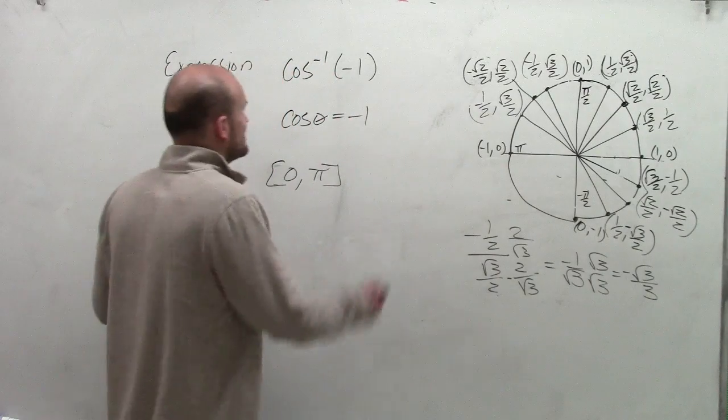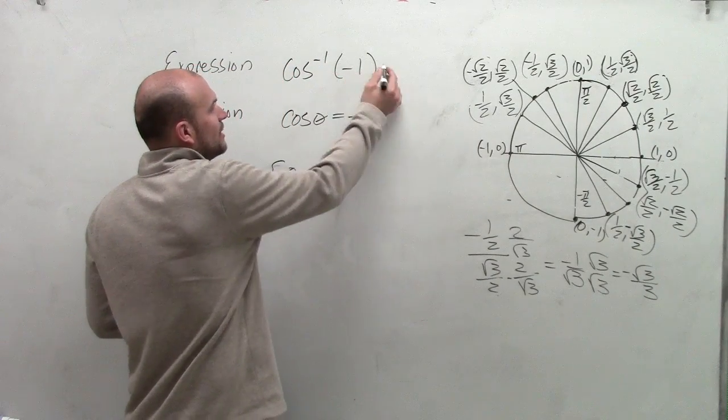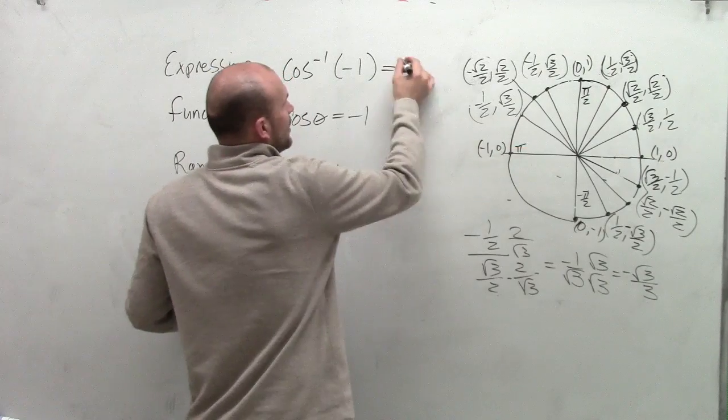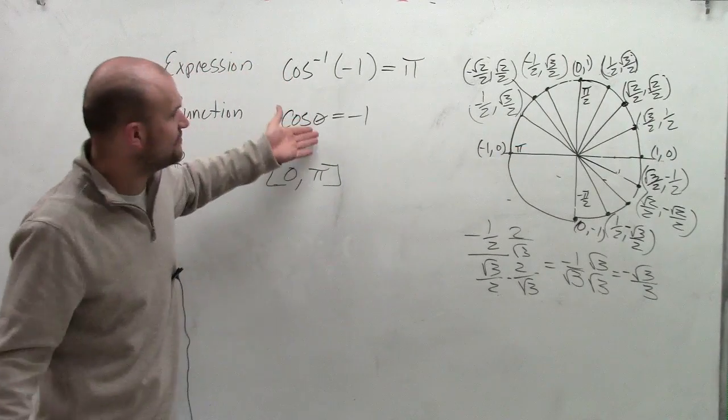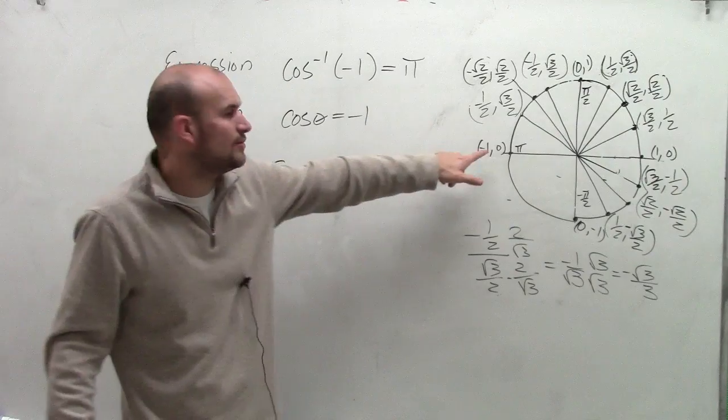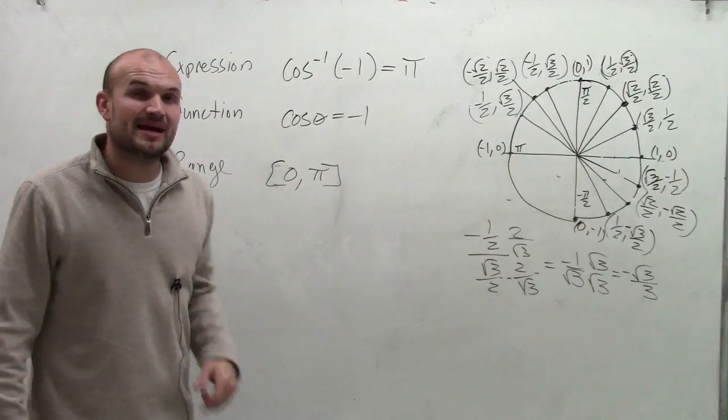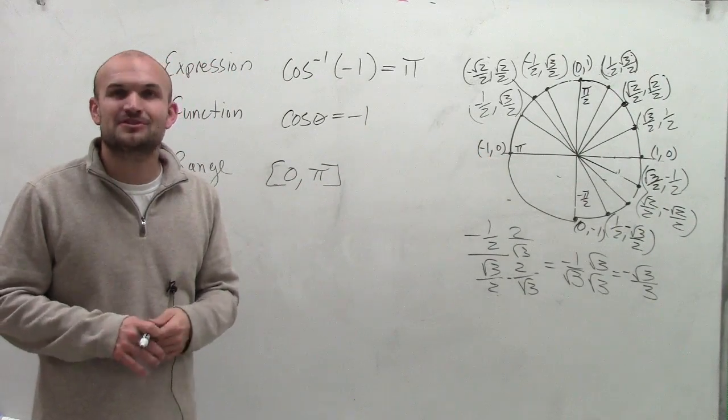And when looking at this, we could say that the inverse cosine of -1 is equal to the angle pi, meaning the cosine of pi is equal to -1, which of course it is, and it falls within the range. So that's how we evaluate the inverse cosine function.